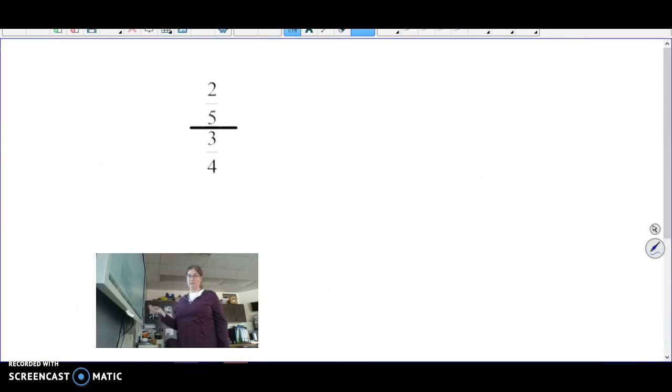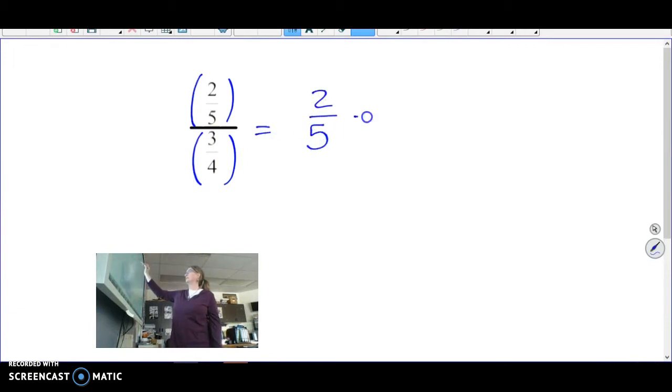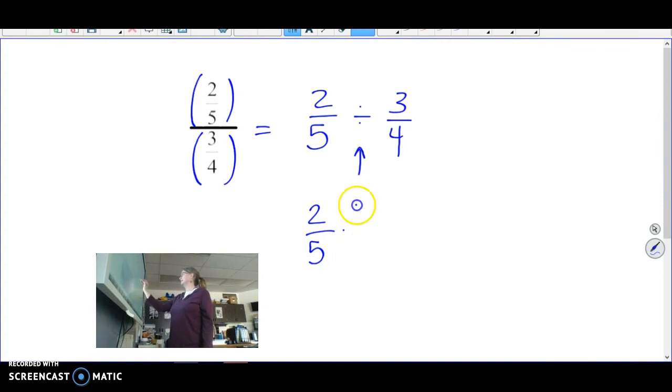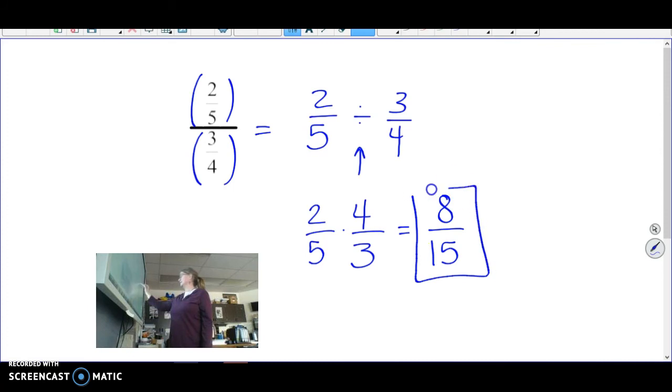Let's leave out the variables at first. Here we have 2/5 divided by 3/4. The fraction bar means divided by, so we can take that 2/5 and write divided by 3/4. And when you have division by fractions, you leave the first fraction as is, and you flip and multiply the second. So it would be times 4/3. And so then you multiply straight across, you get 8 over 15, and boom, you are done.